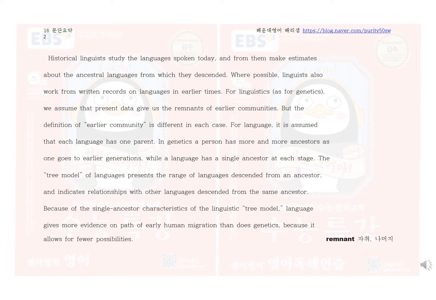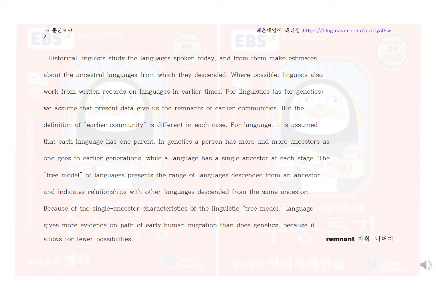Exercise 2. Historical linguists study the languages spoken today, and from them make estimates about the ancestral languages from which they descended. Where possible, linguists also work from written records on languages in earlier times. For linguistics, as for genetics, we assume that present data give us the remnants of earlier communities. But the definition of earlier community is different in each case.